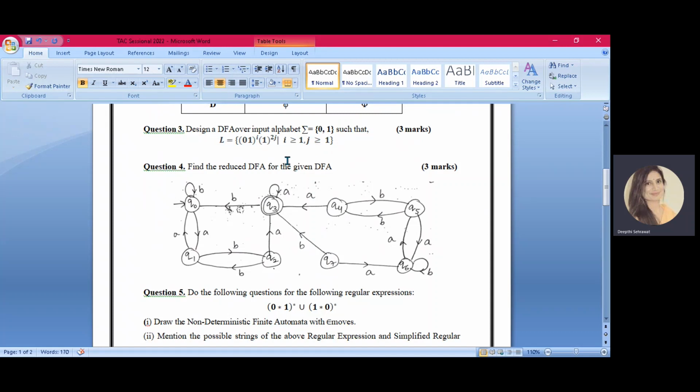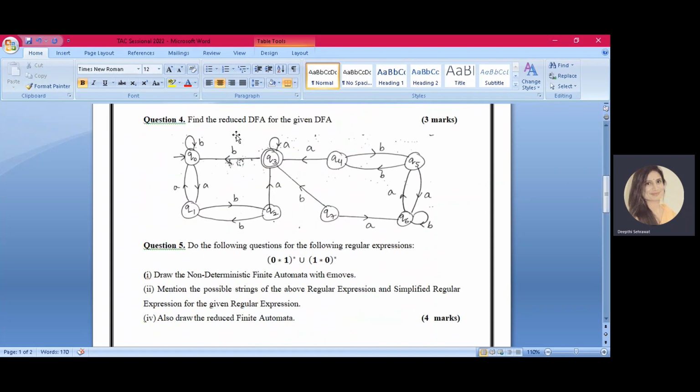After writing 6 to 7 strings, you will generalize a behavior of the strings, and accordingly you have to draw a DFA. Whatever strings you initially produced with this language, you can verify after the DFA has been constructed. So again, this question is of 3 marks.